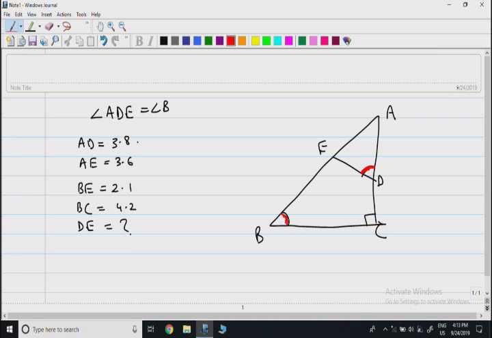Sisipur, solve this question fast. If you are finding any difficulty, please let me know.